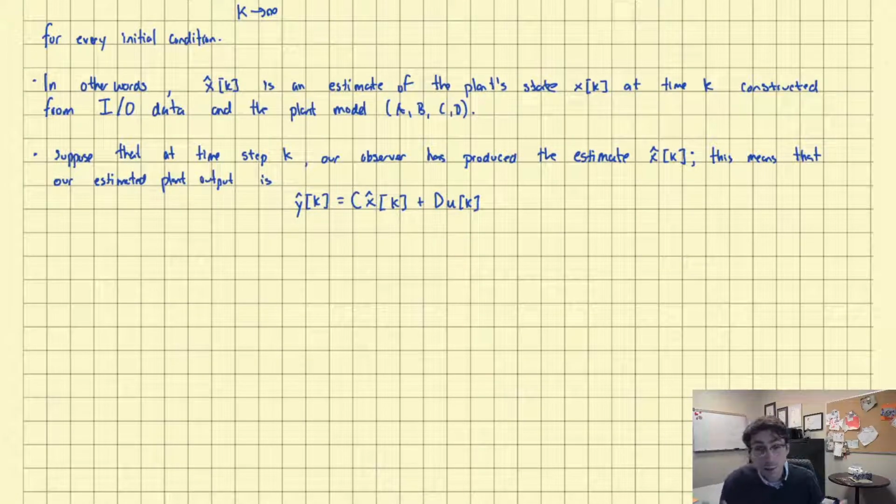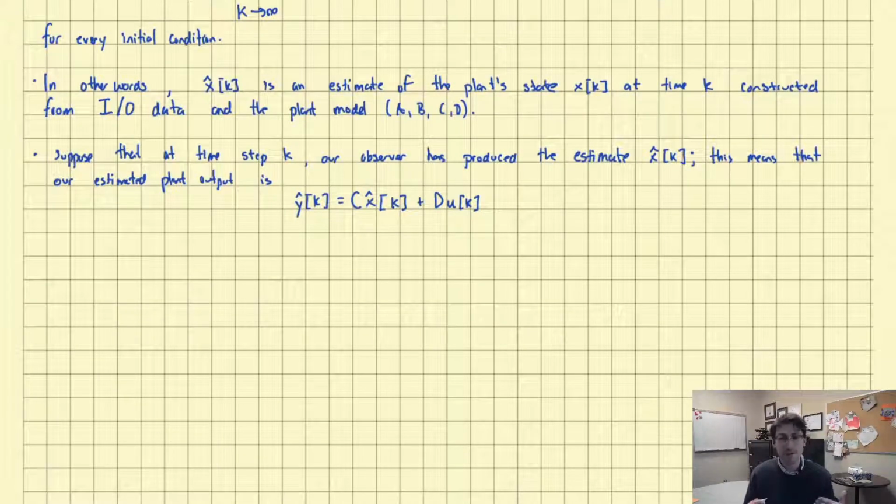Okay, but of course we also have access to the actual plant output. That's what our sensors are providing. And so in some sense, the difference between the measured plant output and the estimated plant output is a measure of how far off our state estimate is. We're going to look at the difference between the measured plant output and this estimated output, and we're going to use that to inform the update rule for our observer. Okay, so this is at time step k.